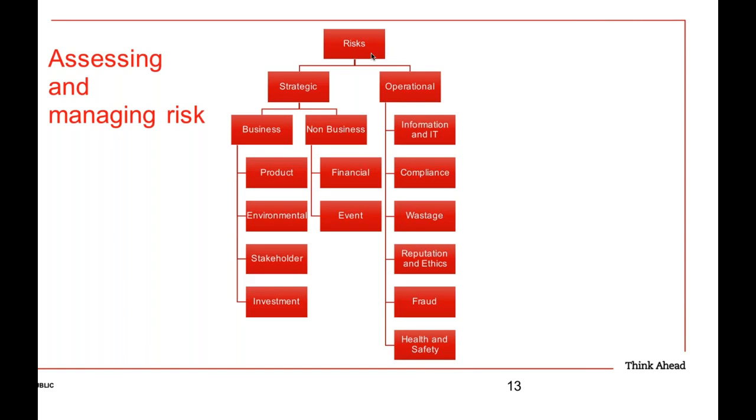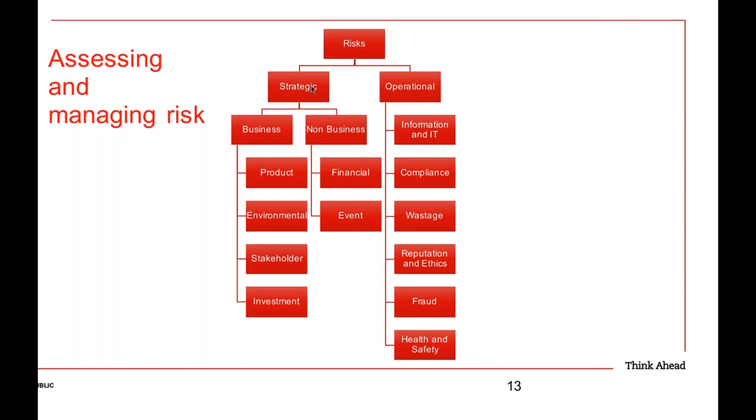So risk can be categorized into strategic and operational. Under strategic, you have business and non-business. Anything related to business, like product, environmental, stakeholder, investment, will fall under your business risk. And then the non-business will be financial and event. But both of these are actually strategic risks.